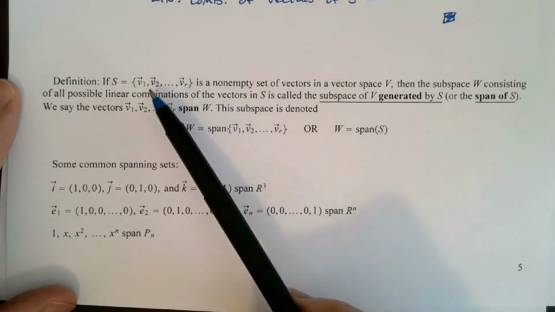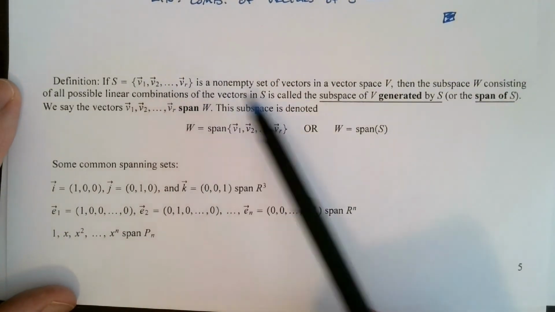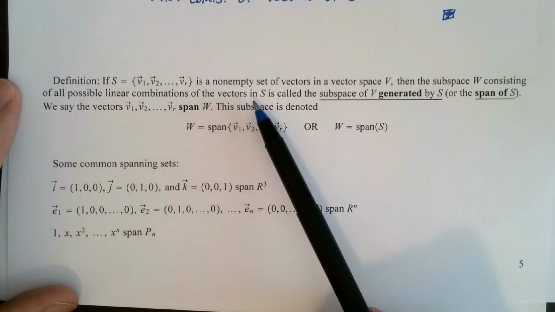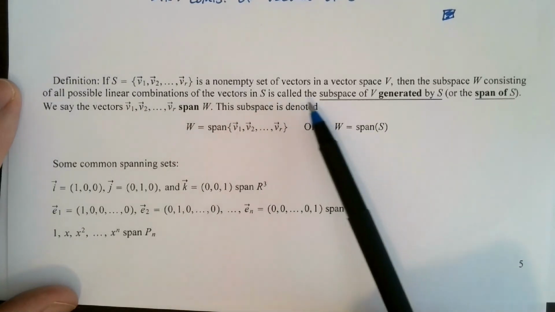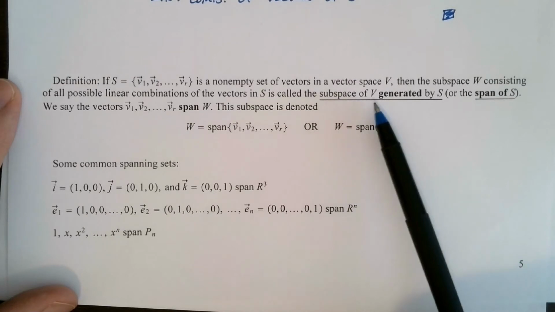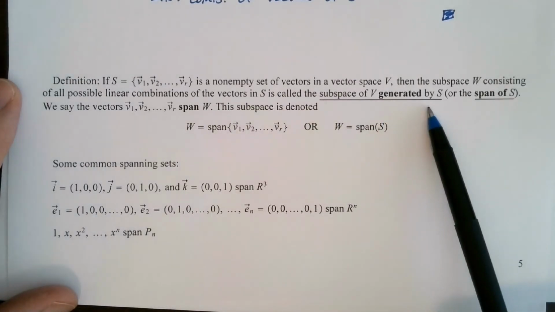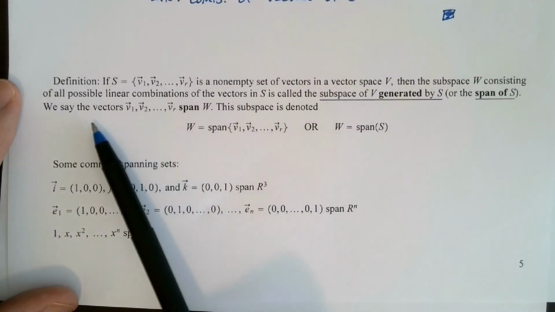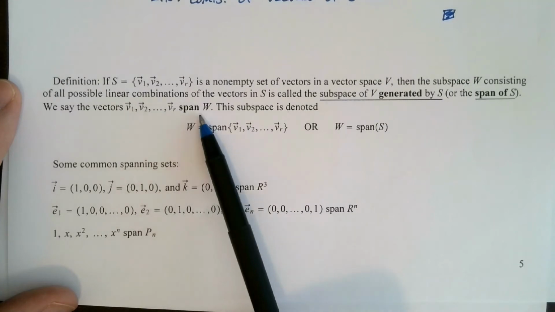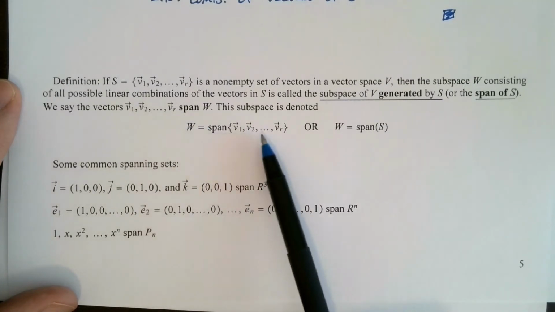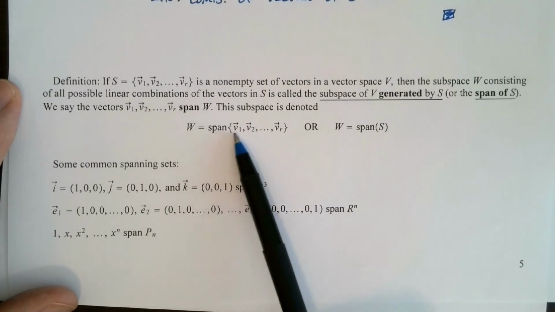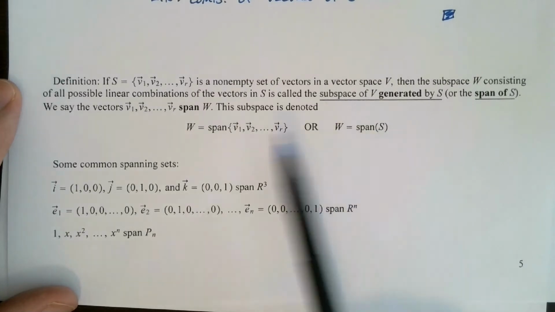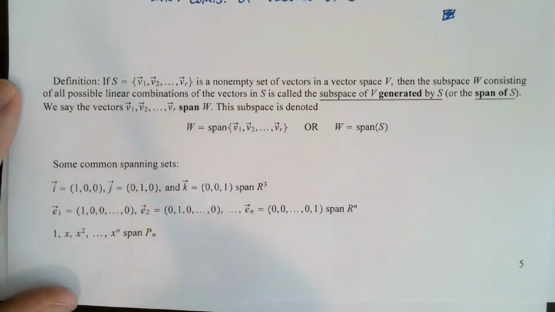So here's the definition. For any set S of vectors from a vector space V, the subspace W consisting of all possible linear combinations of vectors in S is called the subspace of V generated by S. That's pretty lengthy. Or the span of S. And that's what we'll just say, the span. So we say the vectors V1 through VR span the set W. And we can write this way. W is the span, and then in set notation we list the vectors, or W is the span of S. You'll see where S is already stated to be that set.